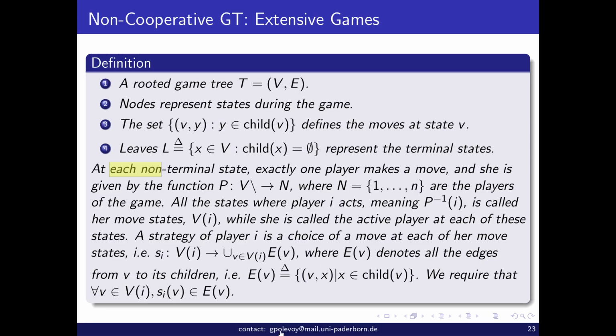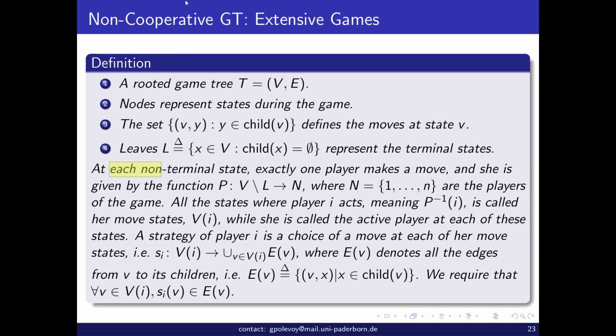The function is given from V minus L to N. So for every non-terminal state, the function tells which player has been placed, and p minus 1 of I is the set of all the states where I places. Now, the player is called the active player.